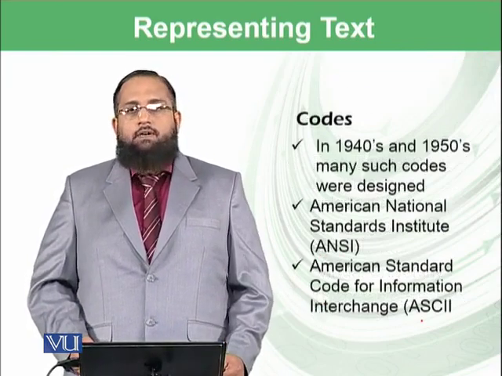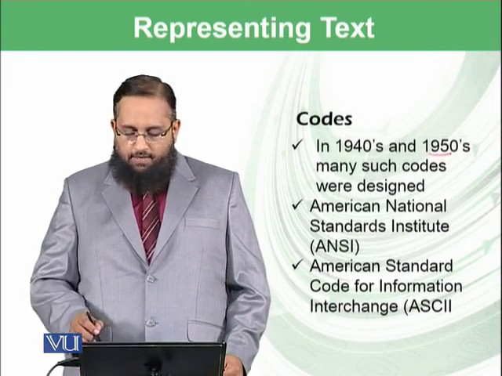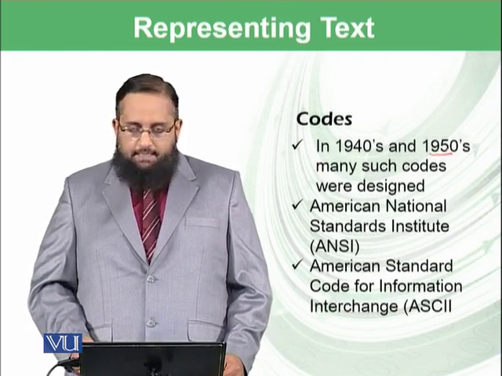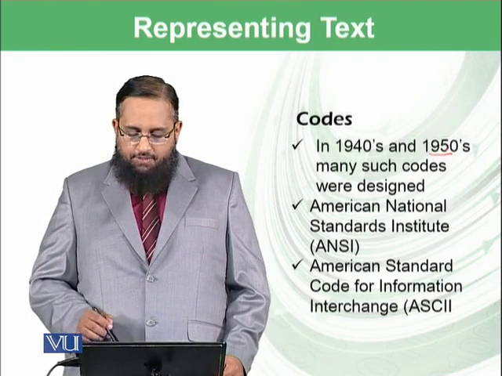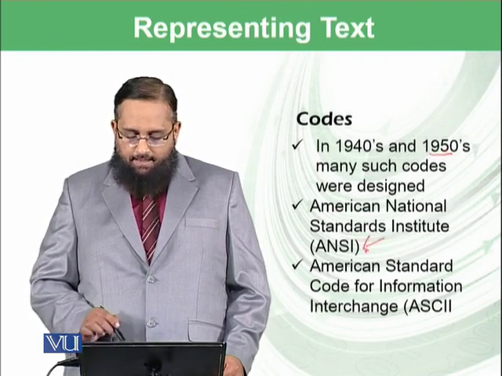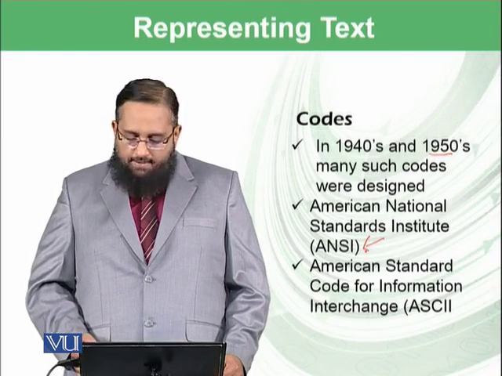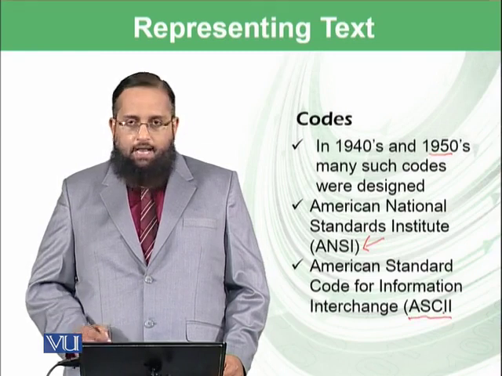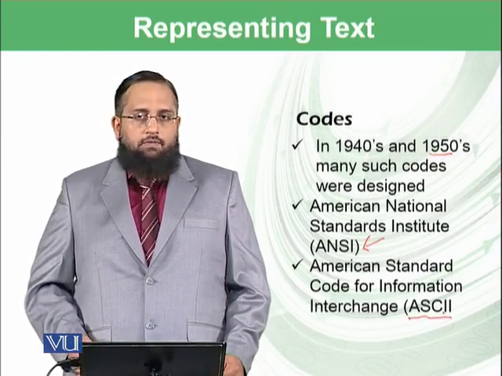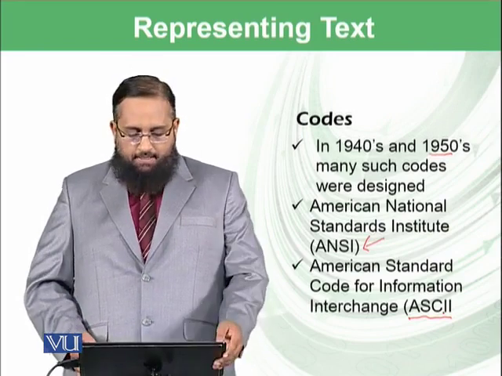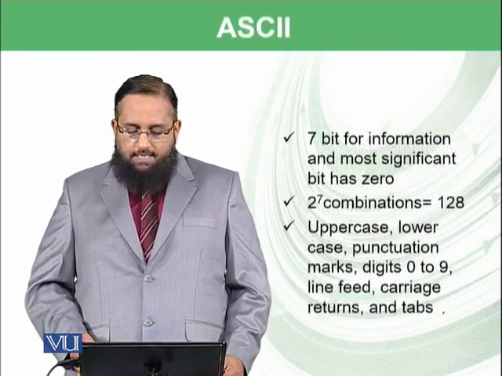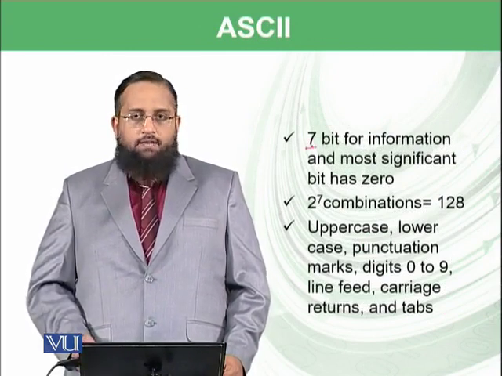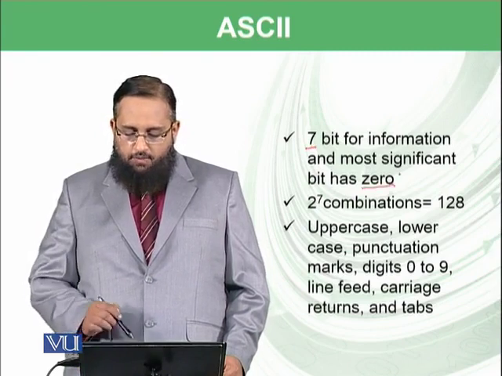So how were such codes developed? In the 1940s and 1950s, many such codes were developed by different scientists of the world. Then an authority known as the American National Standards Institute, ANSI, formed the American Standard Code for Information Interchange, that is called ASCII. That ASCII had 7 bits for information representation, and the most significant bit was just 0.